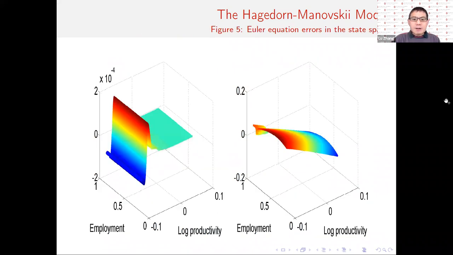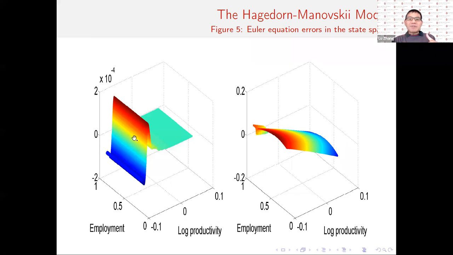Now, Euler equation errors. Let me briefly explain how they are calculated. There is only one state variable in the model, which is log productivity, but we include employment here because some of the endogenous variables, such as vacancies, depend on employment. We divide up the grid into 1,000 by 1,000, solve the model, and impose the model solution on the large grid. No simulations are involved here; we calculate the Euler equation error on a finer grid than what we used in the projection code.